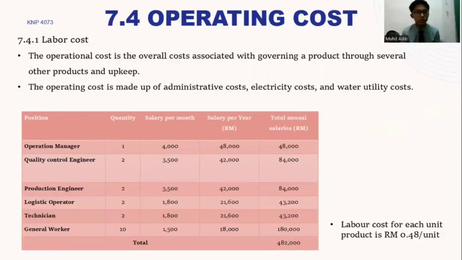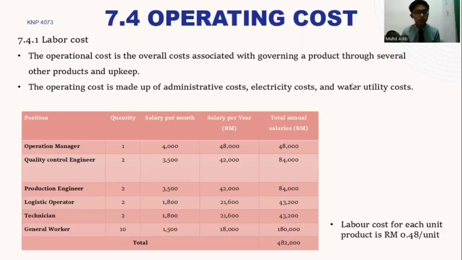the operating cost. The operational cost is the overall cost associated with governing a product through several other products and upkeep. The operating cost is made up of administrative costs, electricity costs, and water utilities costs. In this table, we have the position, quantity, salary per month, salary per year, and total annual salaries, which means we are going to pay the salaries of the workers in the factory of making a cake.